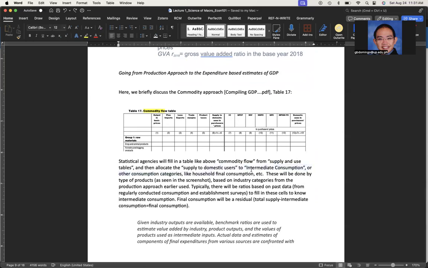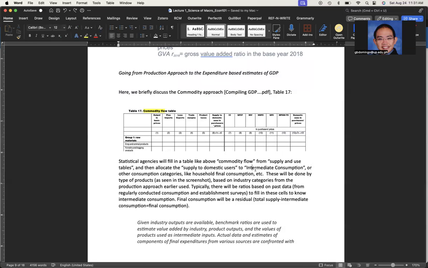Okay, so that's the key part of this paragraph here, that you're moving from the production approach, which estimates your total GDP or your GDP based on these different industry classifications, the 16 industries. You're able to move that into these different bins, which are familiar: intermediate consumption, government spending, investment, consumption, etc.